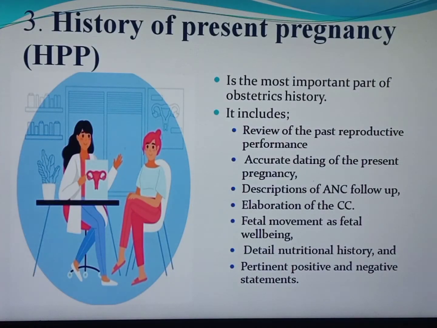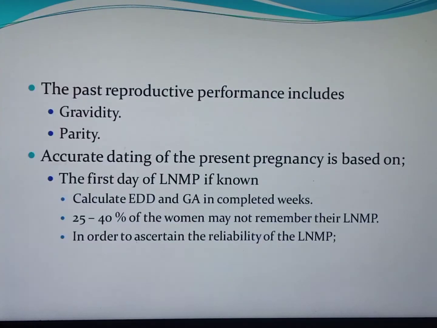History of present pregnancy is the most important part of the obstetric history. It includes the review of the past reproductive performance, accurate dating of the present pregnancy, description of antenatal care follow-up in detail, fetal movement as a measure of fetal well-being, the detailed nutritional history, and finally the pertinent positive and negative statements should be mentioned.